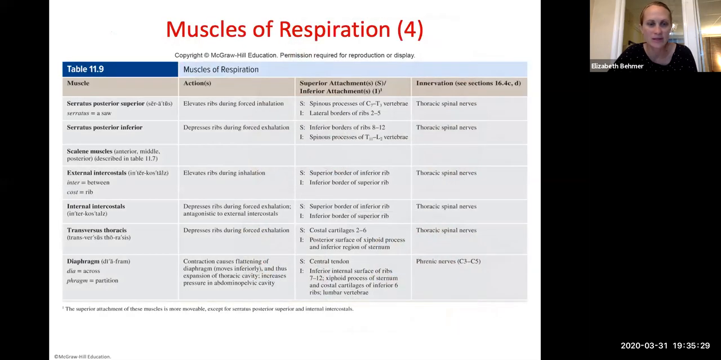Okay, so these are muscles and their actions, all associated with respiration. And again, you should know these muscles and which ones elevate your ribs for inhalation and which ones depress your ribs for exhalation.